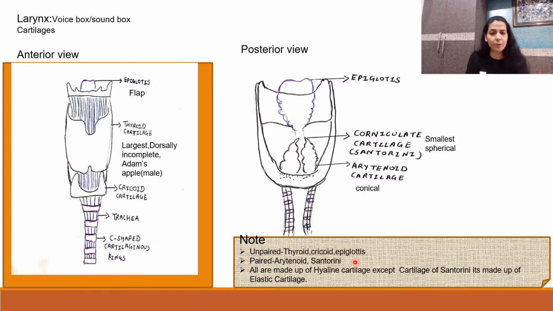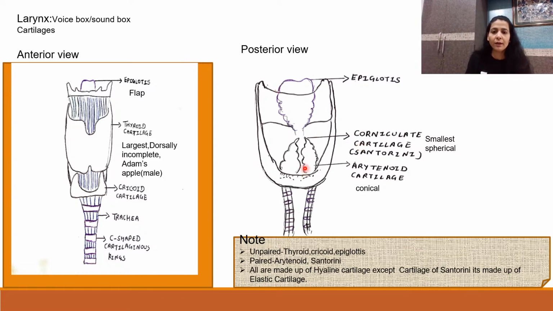Larynx is your voice box. They are seen very clearly in the anterior view. If you flip the larynx, this is the back view that's available to you. That's a posterior view. Now look at the posterior view. Again, you can see epiglottis from the posterior view also, because that's just a flap. So it can be seen from both the ends.